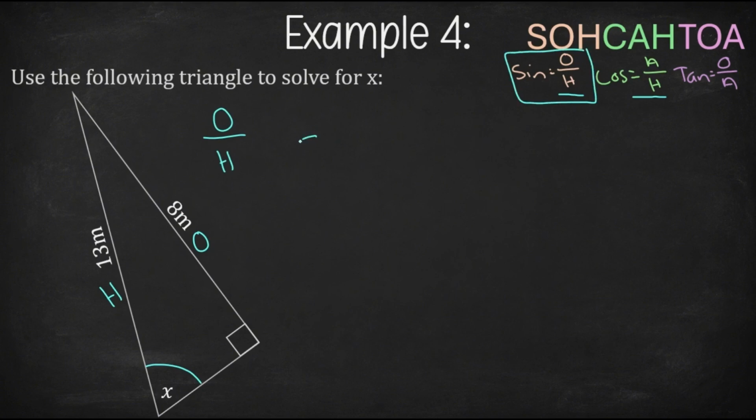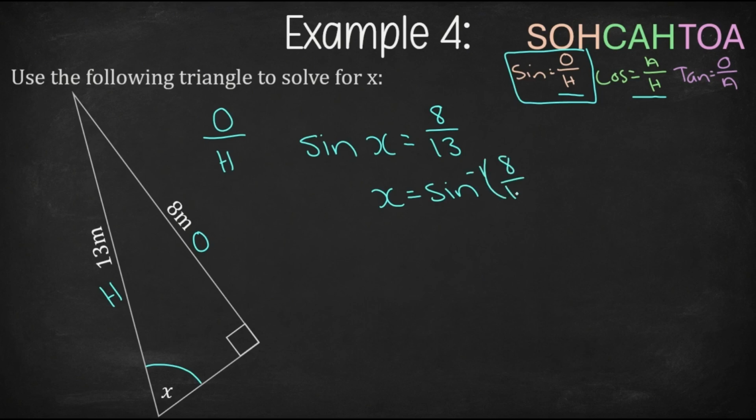So let's write that. Sine, and then the angle, which is x. So I'm going to write sine x equals, now instead of writing O over H, I'm going to substitute with 8 over 13. I'm not going to write the units. It's not necessary because it's not going to form part of my final answer. All we need to do now is to find x, and we do that by finding the inverse of sine. I'm going to write x equals sine to the negative 1 and in brackets 8 over 13.